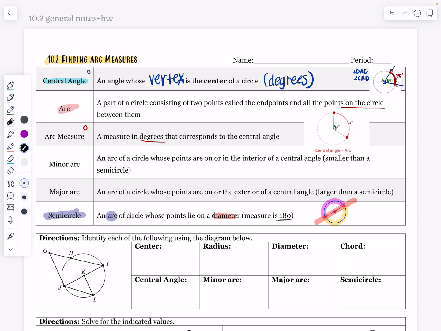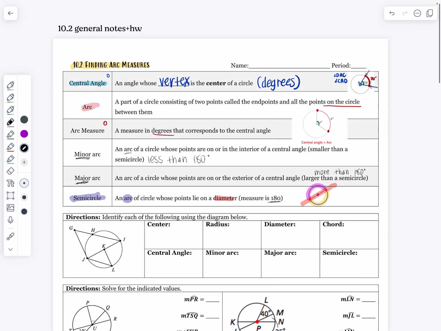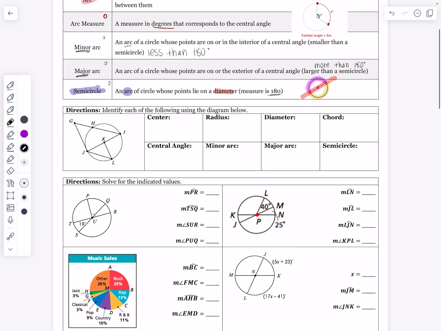So what is a minor arc? It's an arc of a circle whose points are on or in the interior of a central angle, but it's going to be smaller than a semicircle, meaning it's going to measure less than 180 degrees. So less than 180 is a minor arc. And then what is a major arc? A major arc is an arc of a circle whose points are on or the exterior of a central angle, and it's going to be larger than a semicircle, meaning more than 180 degrees. So we have minor arcs, major arcs, and semicircles, and all of those are still measured in degrees as well.